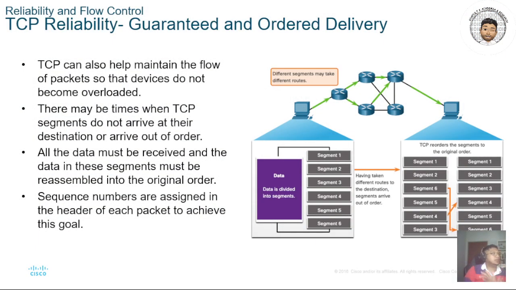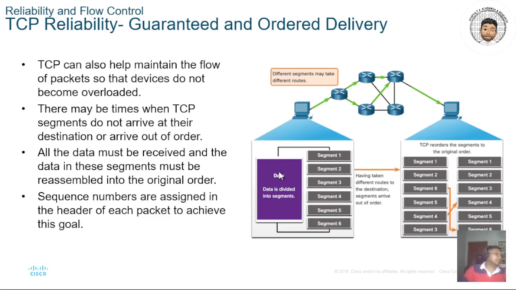Next, let's take a look at TCP reliability: guaranteed and ordered delivery. Within a network, we have a lot of redundancy. You see several networks, so in case a path route is interrupted, they can utilize another route. However, the disadvantage is that the order in which data is received can be different from the order in which it was sent.